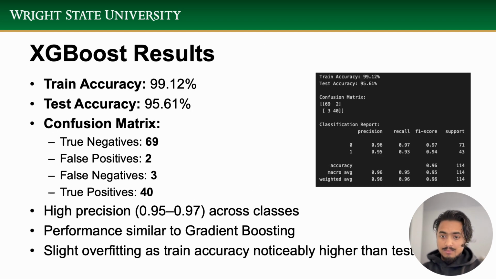For the result, XGBoost achieved a training accuracy of 99.12% and a test accuracy of 95.61%. This is very similar to the standard gradient boosting model, but with slightly better generalization due to built-in regularization. The confusion matrix shows 69 true negatives and 40 true positives, with 2 false positives and 3 false negatives. Like the gradient boosting model, it misses 3 malignant cases, which is a key metric to monitor in cancer detection.